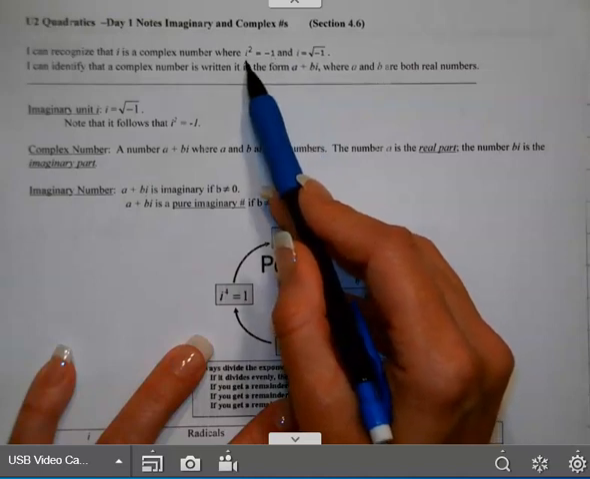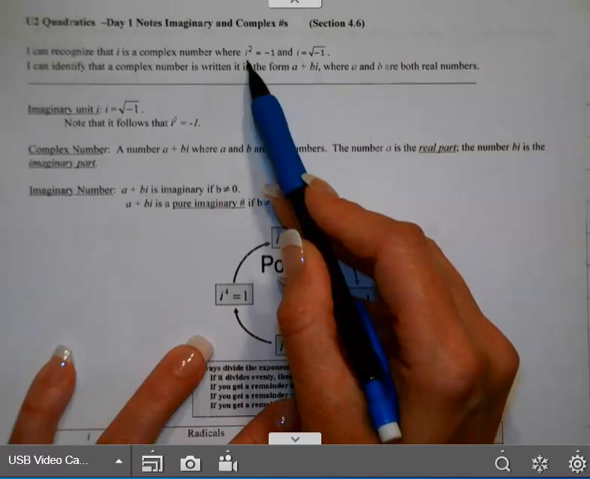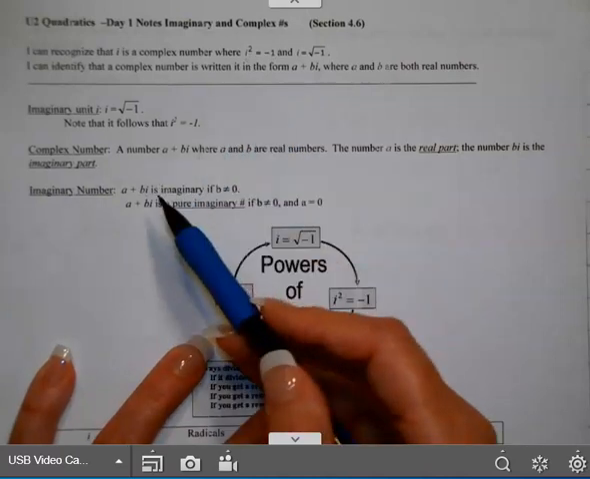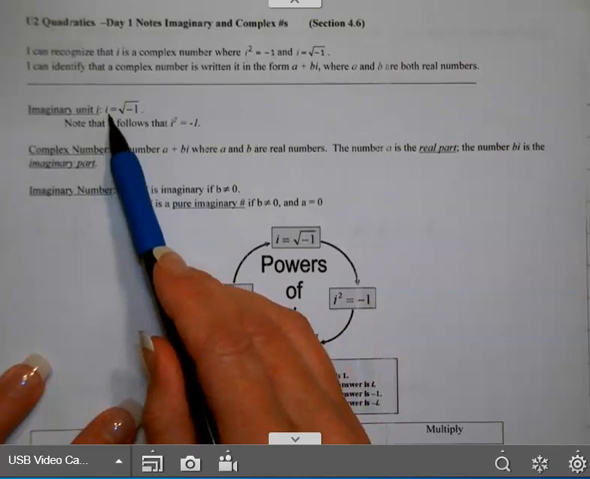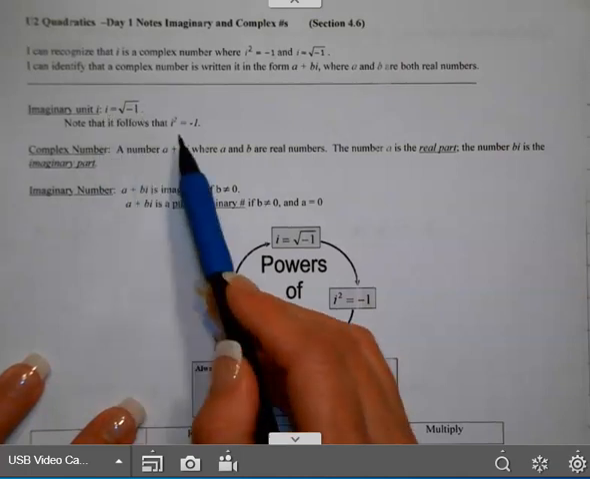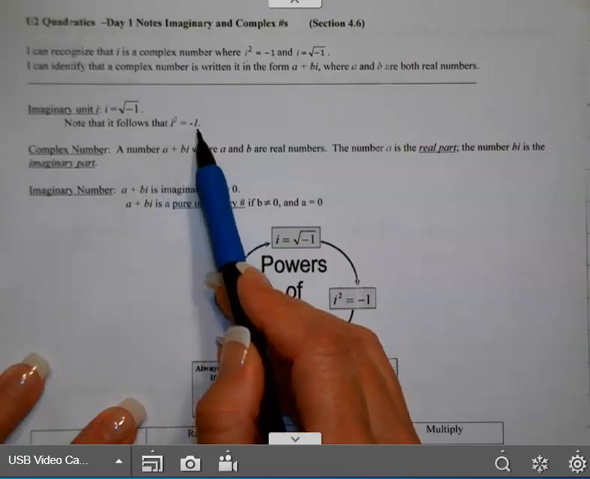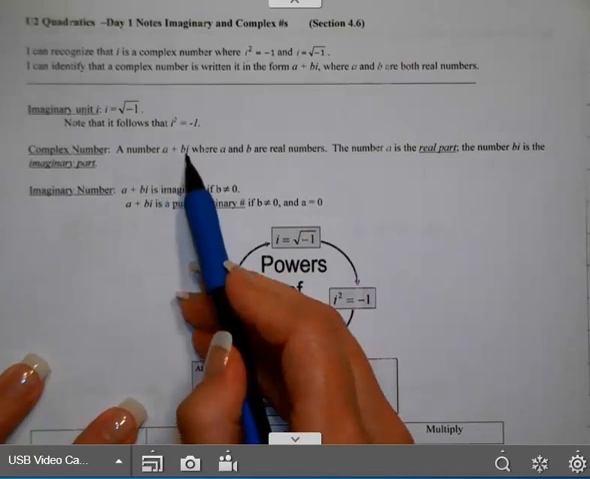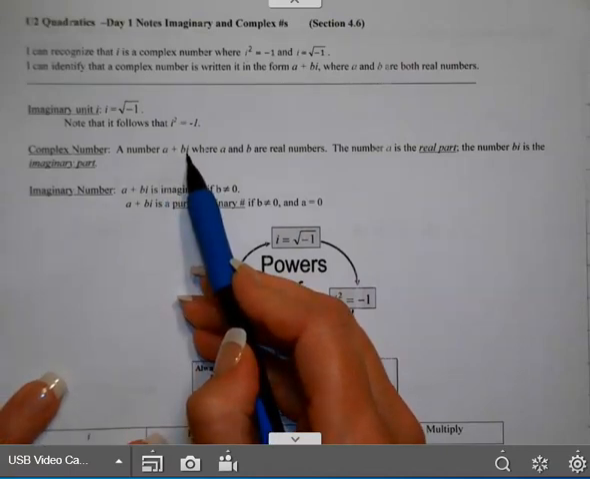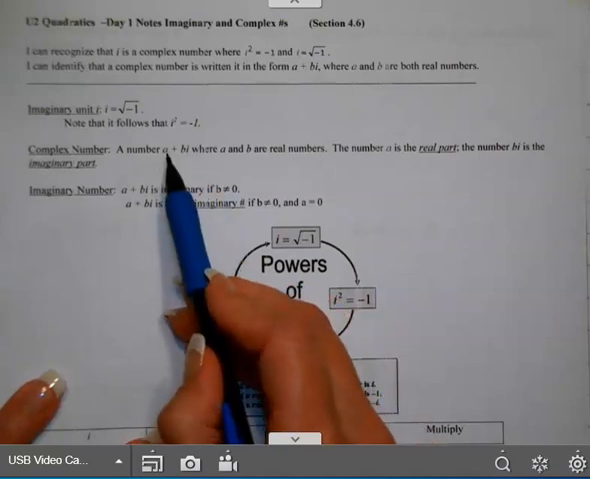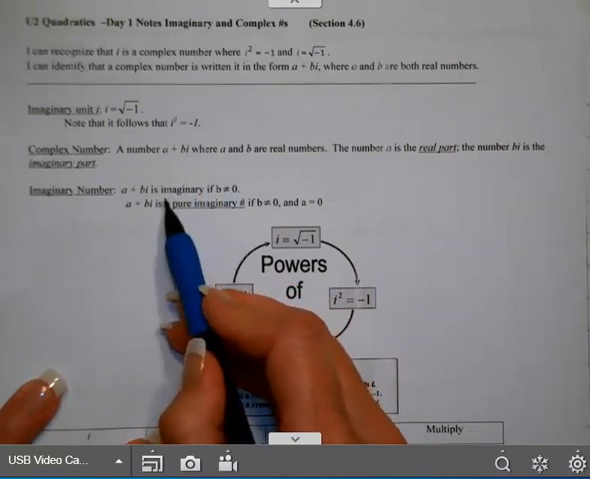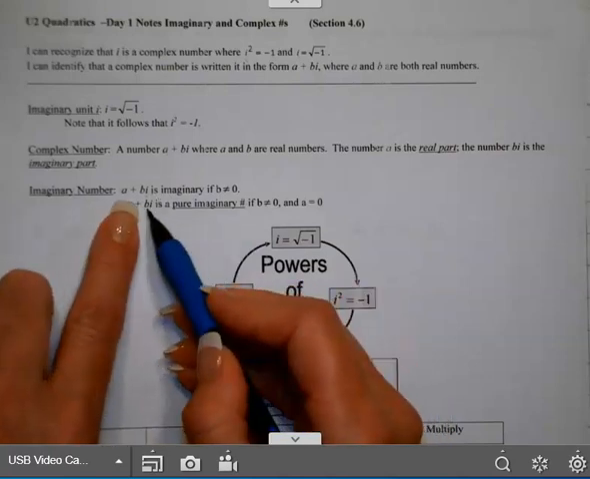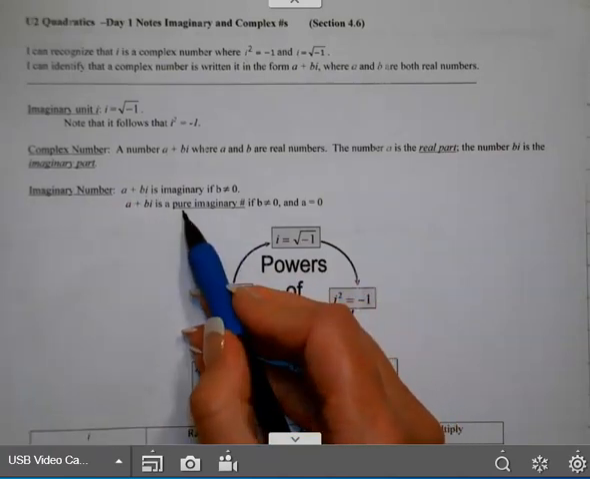i cannot be a real number because if I square a negative, I would get a positive. If I square a positive, I'm going to get a positive. So i is not a real number. So our imaginary unit, i, is equal to the square root of -1. And if I square i, I'll get -1. A complex number is a plus bi, where a and b are real numbers. If a is equal to 0, you don't have the a part, so you'll just have bi, and that's going to be called pure imaginary.